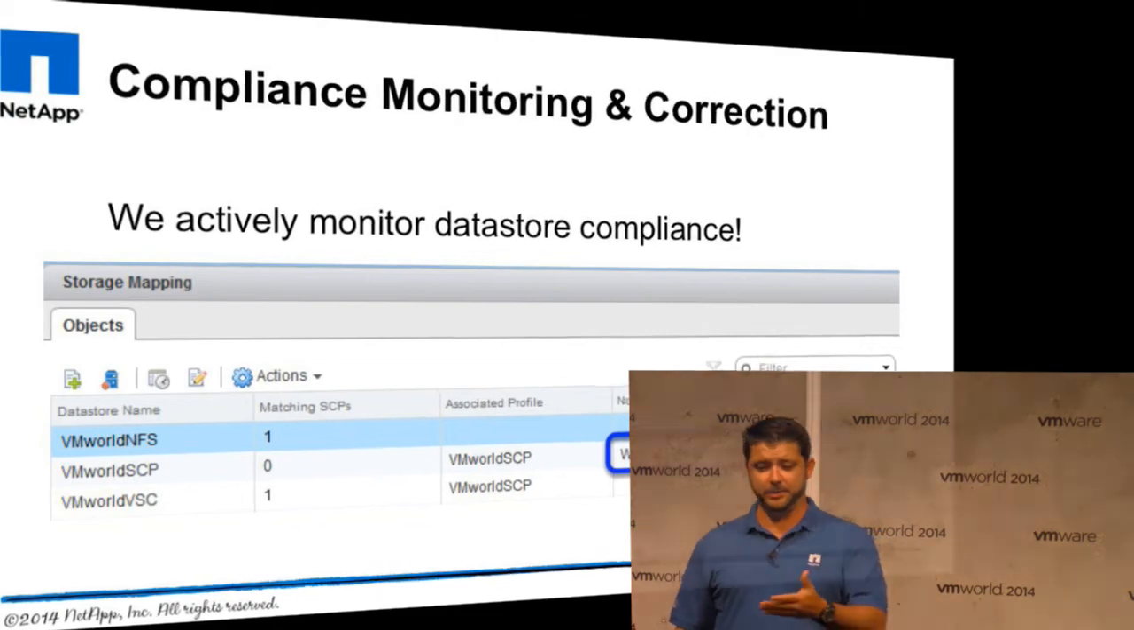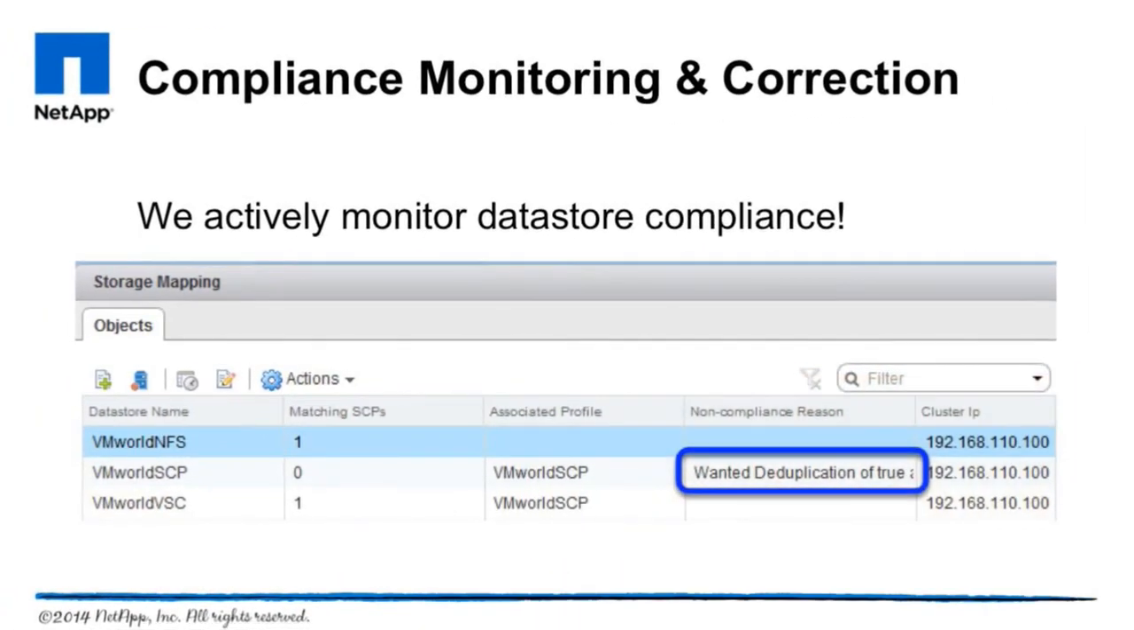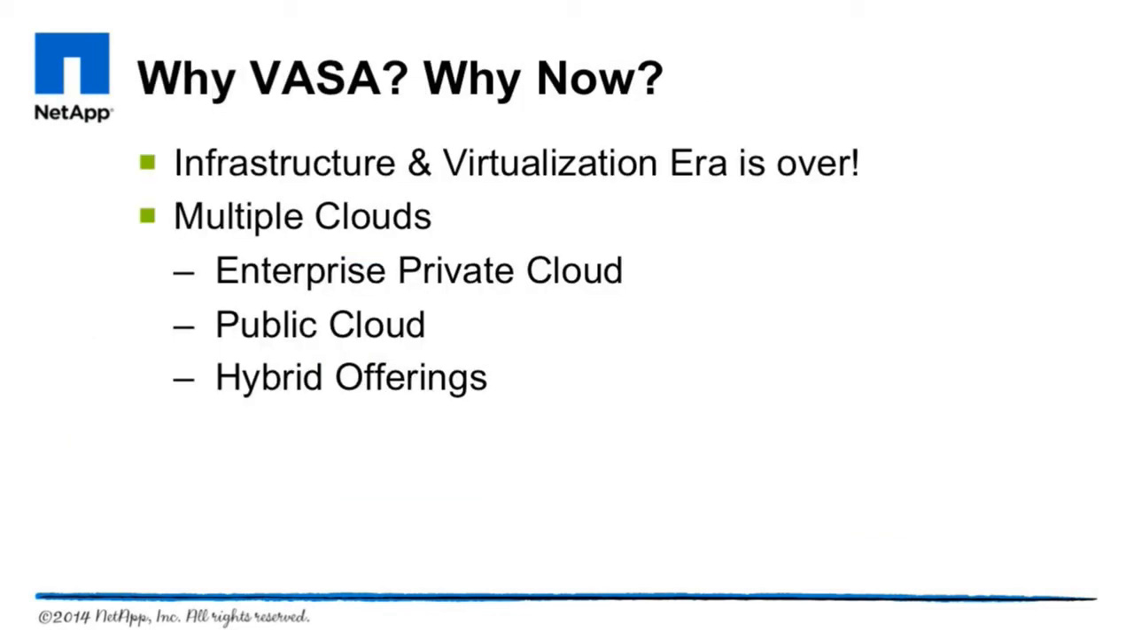The VASA provider also introduces a way to monitor compliance and correct that compliance if you want to. Here we have on the screen a listing of all of the data stores that are in our data center. And over on the right, you'll see in the blue box, we have non-compliance reason. This data store is out of compliance because someone, likely a storage admin, turned deduplication off on a volume that was one of your data stores in your vCenter. So we report that, we alert that, you'll receive a vCenter alert, and you can right-click on this and correct that action as well.